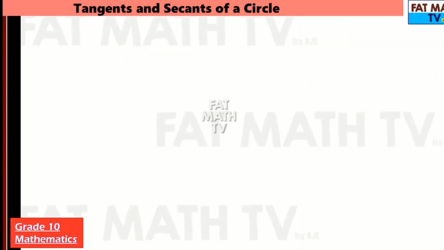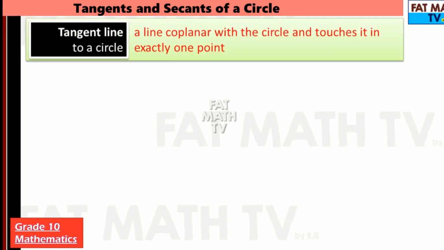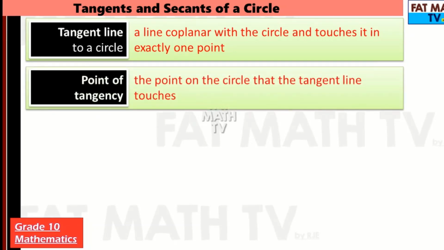So, tangents and secants of a circle. A tangent line to a circle is a line coplanar with the circle and touches it in exactly one point. And the point of tangency is the point on the circle that the tangent line touches.